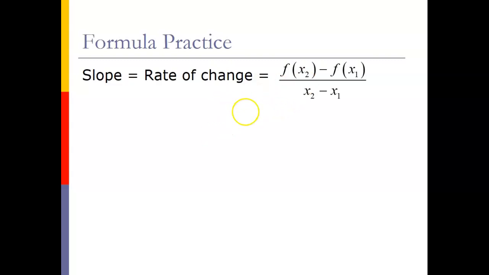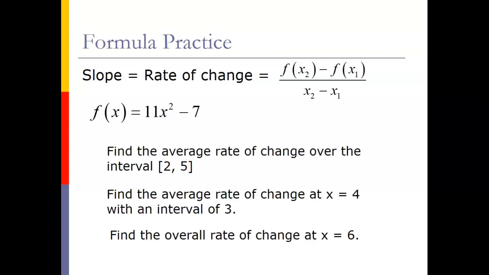Okay, so when we're playing with rates of change, here's the function I want to play with. Just a nice example, 11x squared minus 7. And these are the three things I want to look for. I want to look for the average rate of change over the interval 2 to 5. Just a reminder, when we look at something like this, interval 2 to 5, these are x values. This is not an xy. This is a beginning x and an ending x, or our x1 and x2.